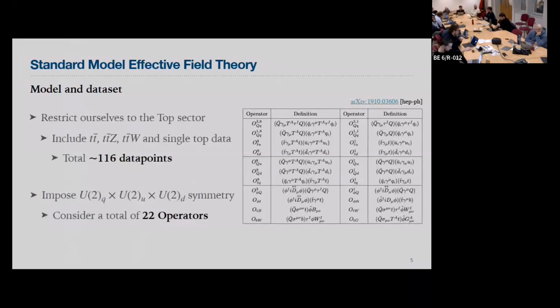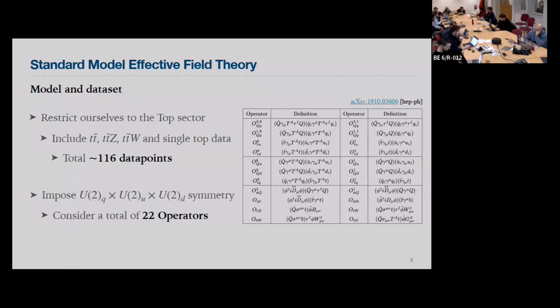Now, to quickly introduce what kind of data we used and are looking at. Currently, all of the results I'm going to show you are based on a paper we did for a global SMEFT analysis in the top sector, published back in 2019. That includes data from t-tbar, ttZ, ttW, and single top production, both differential and total cross sections, to have a global SMEFT analysis. In total, there are approximately 116 data points, which we use to constrain all of those 22 different dimension 6 operators you can see on the right side.